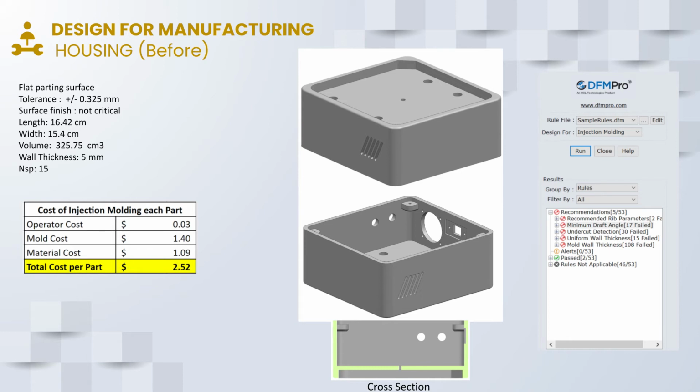After the design for assembly changes, DfM Pro suggested to improve the rib parameters, draft angle, to modify undercuts, maintain uniform wall thicknesses, and improve the mold wall thickness. On analyzing the manufacturing cost, we calculated the operator cost to be 3 cents, the mold cost to be $1.4, and material cost to be $1.09, adding up to $2.52.